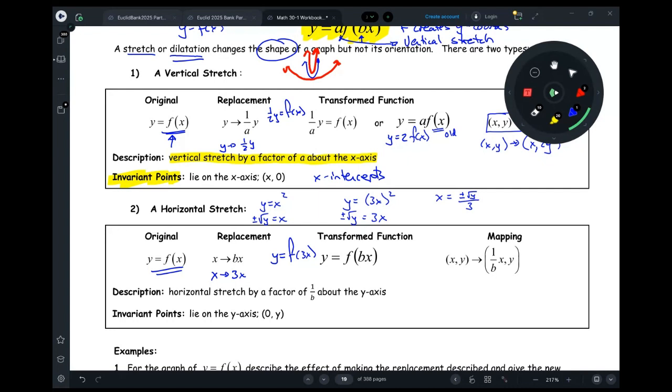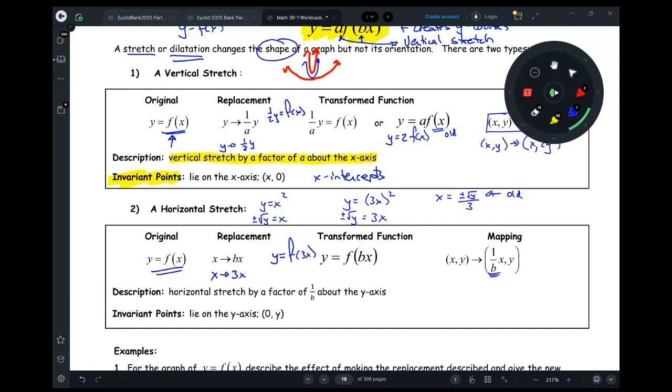So what happened here is remember that plus or minus the square root of y is the old x coordinate. The new x coordinate is that old one divided by 3. That's what's going on here. So that's why I'm seeing this reciprocal when I look at the mapping.